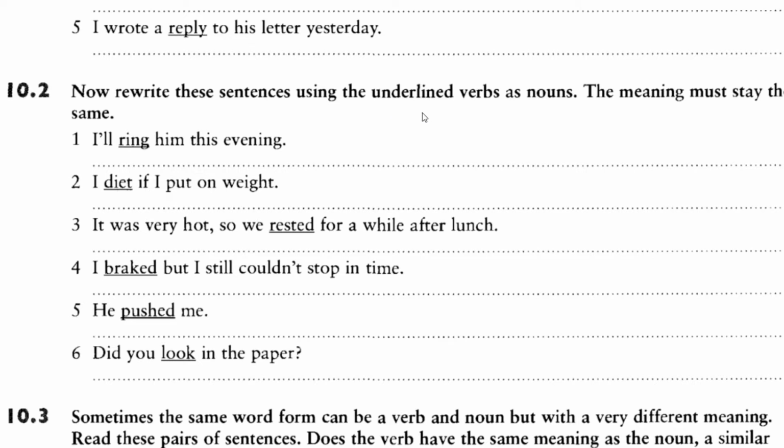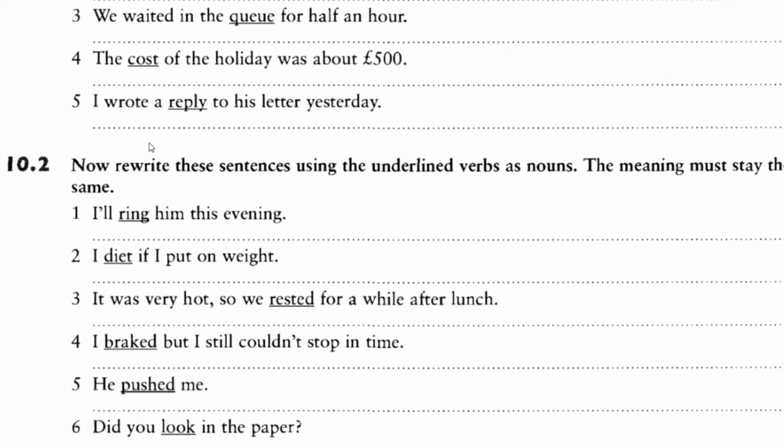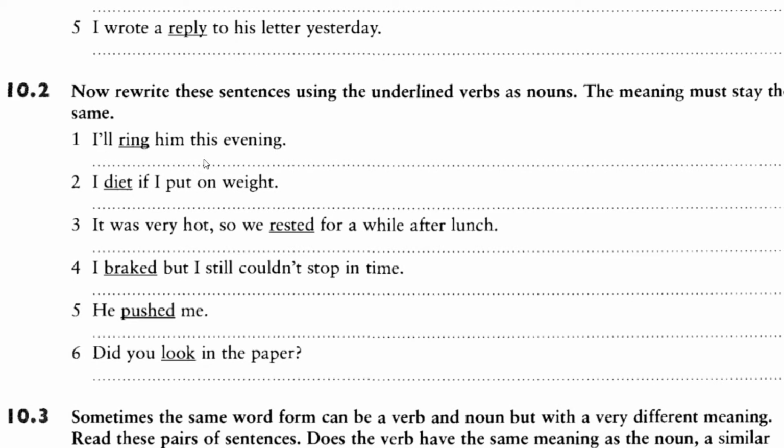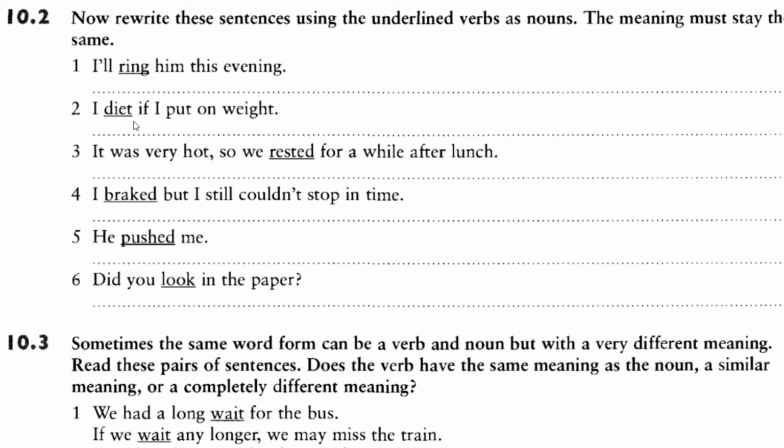Let's go to 10.2. Now rewrite these sentences using the underlined verbs as nouns. The meaning must stay the same. So it is the opposite. In the first case, we used the nouns as verbs, and here we need to use the verbs as nouns. Number one, I'll ring him this evening. I'll give him a ring. Number 2, I diet if I put on weight. We say I go on a diet if I put on weight.